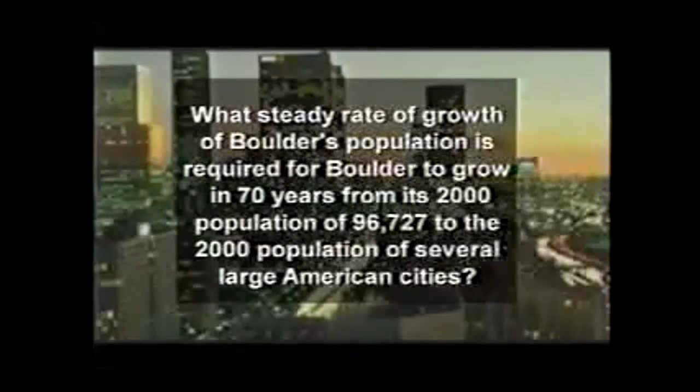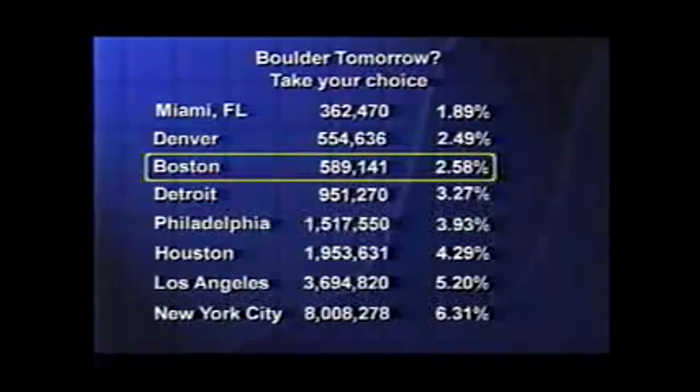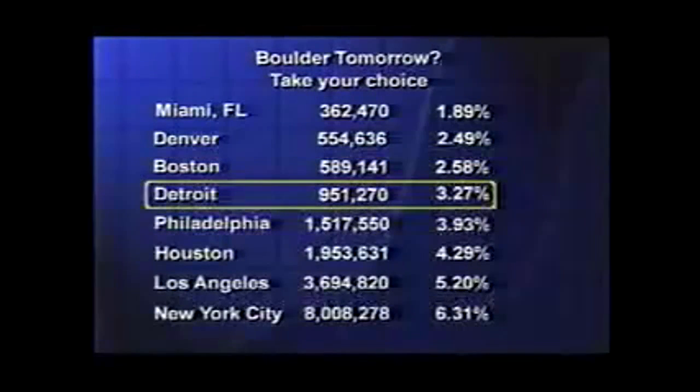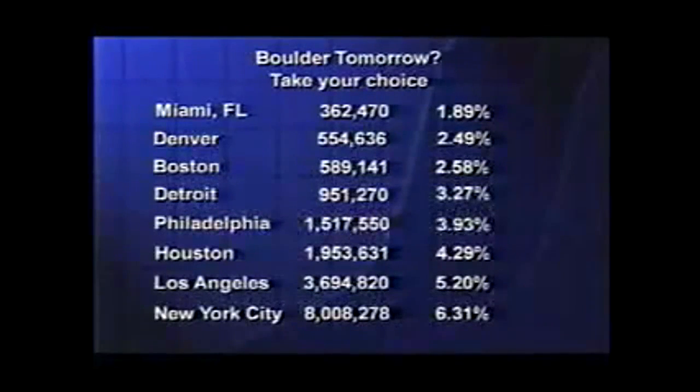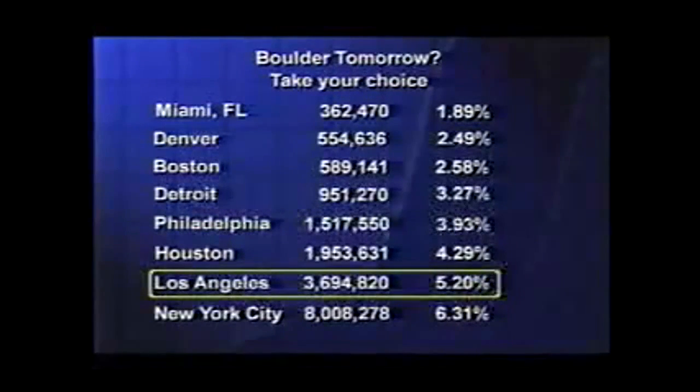Well, I like to ask the people, let's start with the 2000 census figure, go another 70 years, one more human lifetime, and ask, what rate of growth of Boulder's population would we need in that 70 years so that at the end of 70 years, Boulder's population would equal today's population of your choice of major American cities? Well, Boulder in 70 years could be as big as Boston is today if we just grew 2.58% per year. Now, if we thought Detroit was a better model, we'll have to shoot for 3.27% per year. And remember the historic figure on the preceding slide, 6% per year. If that could continue for one lifetime, Boulder would be larger than Los Angeles.